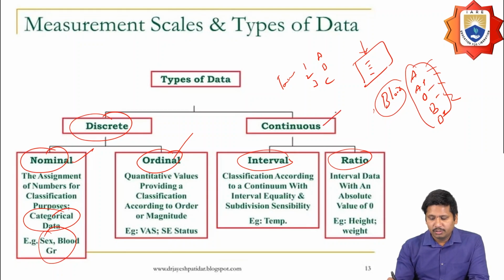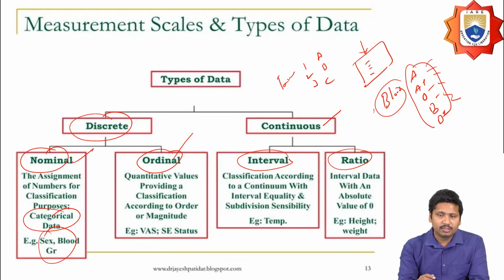Similarly, coming to continuous, it is again of two types, interval and ratio scale. Interval means the classifications are done according to the width of the interval, quality, and subdivision sensibility. If I take data that changes based on time, that is normally treated as continuous.